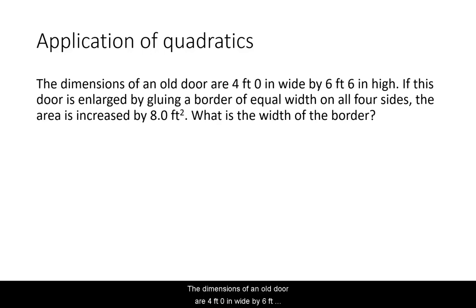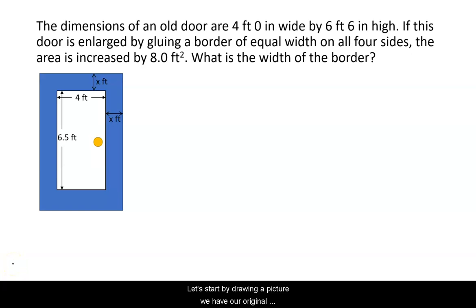The dimensions of an old door are 4 feet 0 inches wide by 6 feet 6 inches high. If this door is enlarged by gluing a border of equal width on all 4 sides, the area is increased by 8.0 square feet. What is the width of the border? Let's start by drawing a picture.